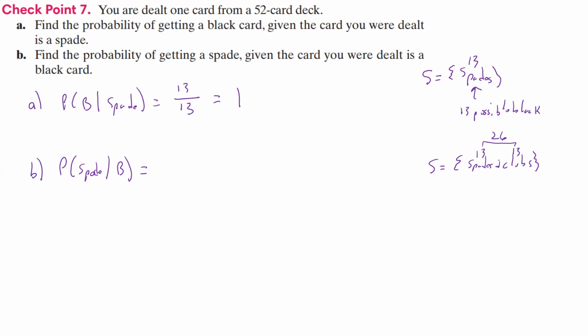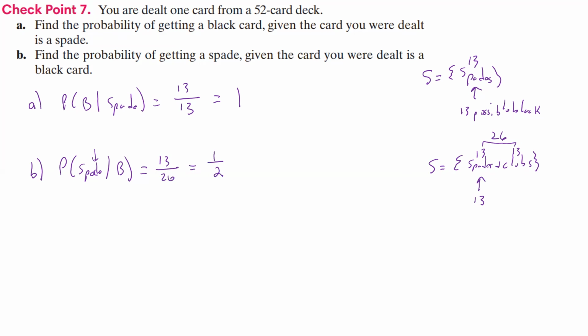So that's going to be our denominator. And we want the spades, so we're going to pull out how many? We're going to pull out 13. That gives us 13 out of 26. That probability is going to be 1/2 after we've reduced it.